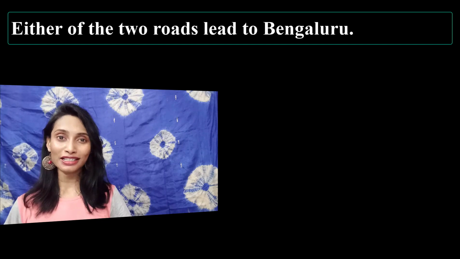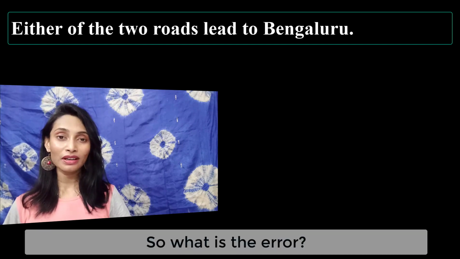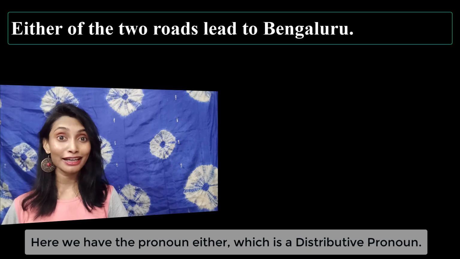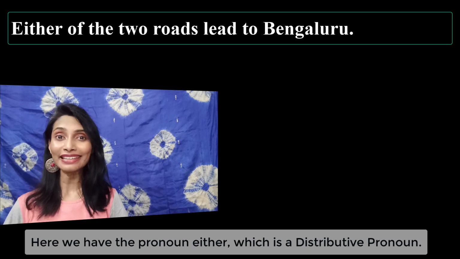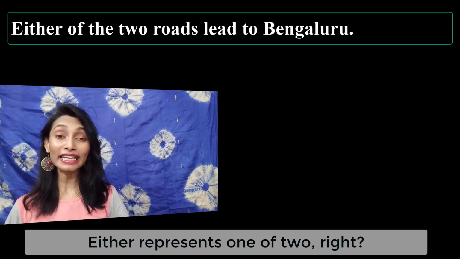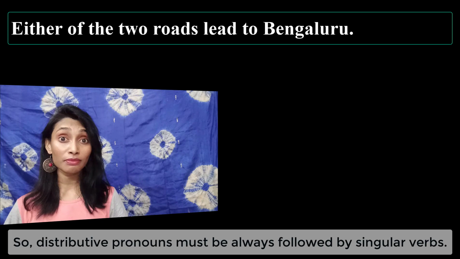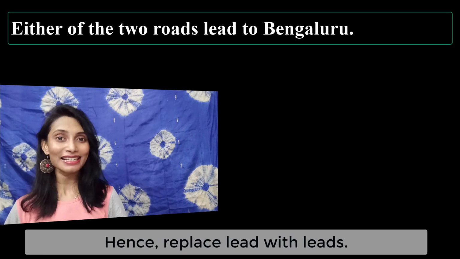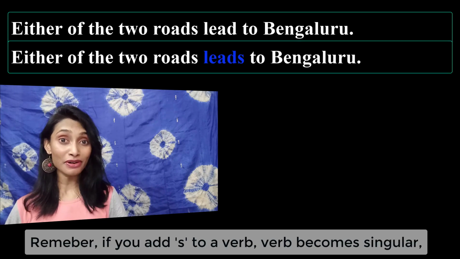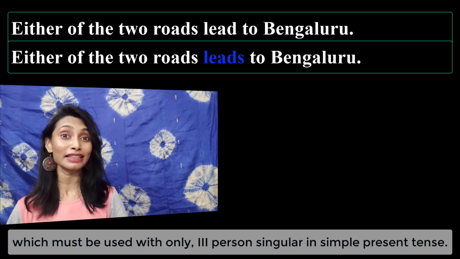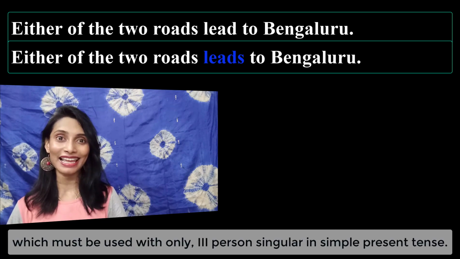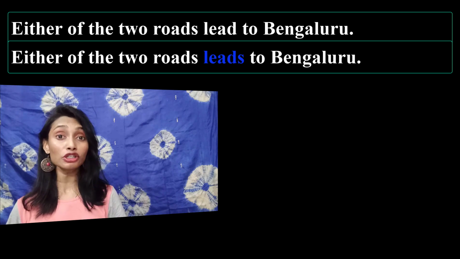Either of the two roads lead to Bengaluru. So what is the error? Here we have the pronoun either, which is a distributive pronoun. Either represents one of two, right? So distributive pronouns must always be followed by singular verbs. Hence, replace lead with leads. Remember, if you add s to a verb, the verb becomes singular, which must be used only with third person singular in simple present tense. Hence, the right sentence is, either of the two roads leads to Bengaluru.